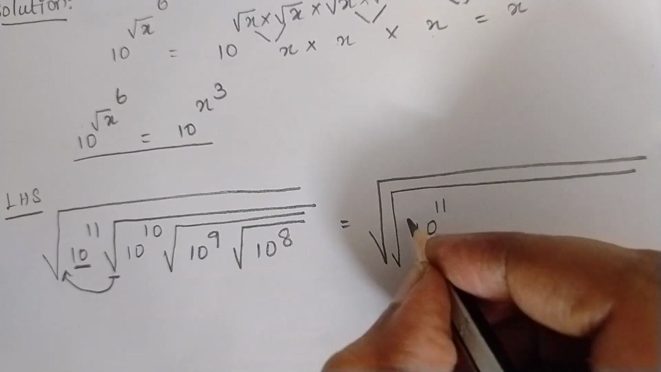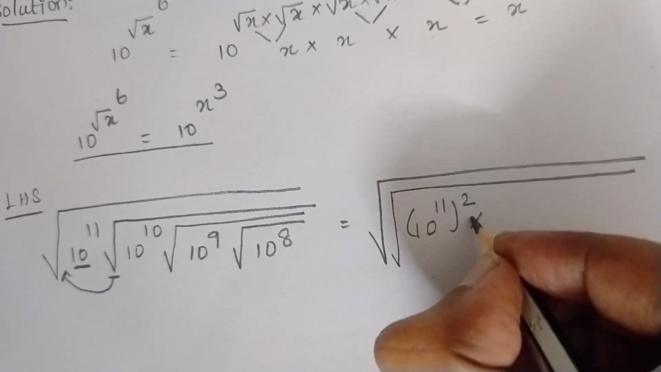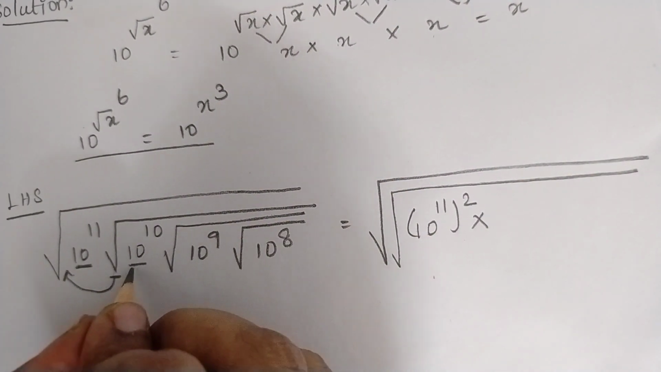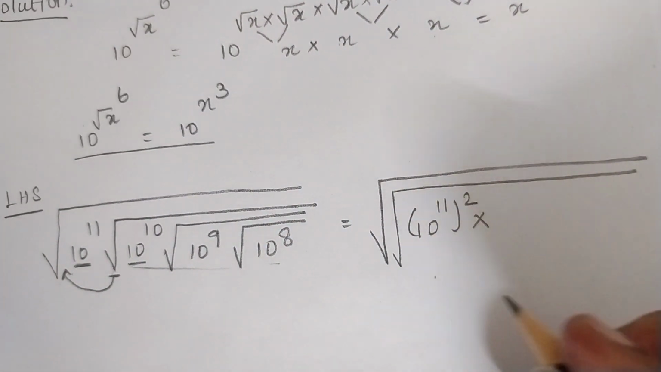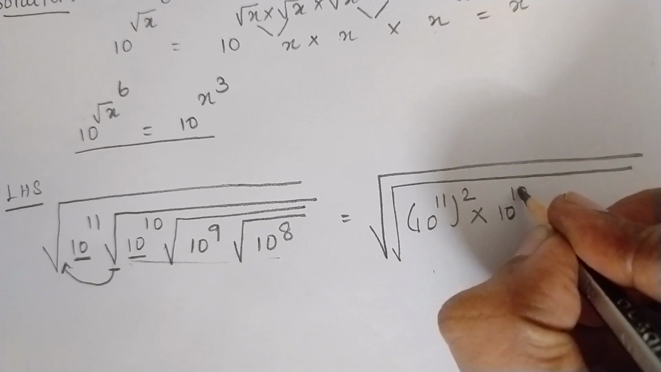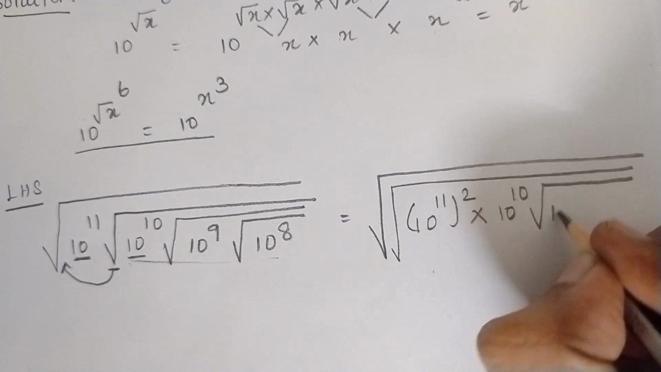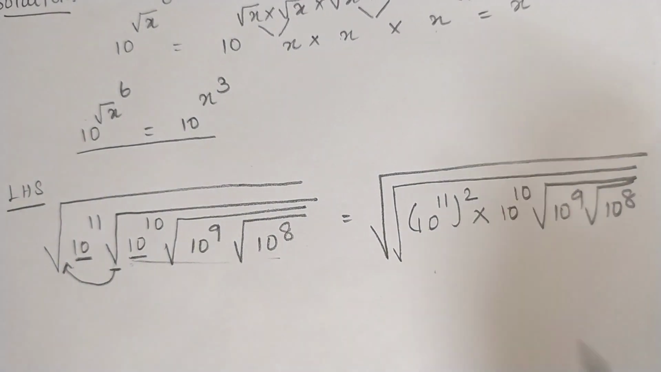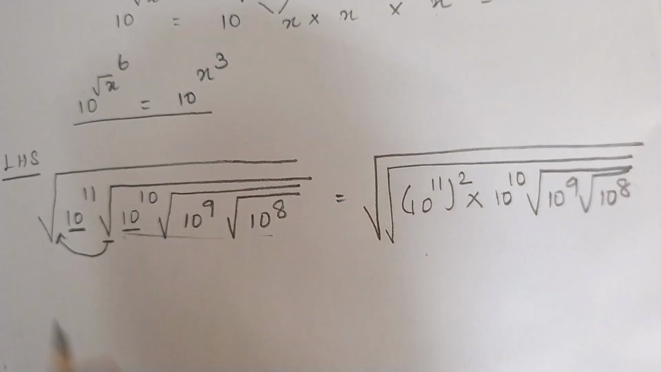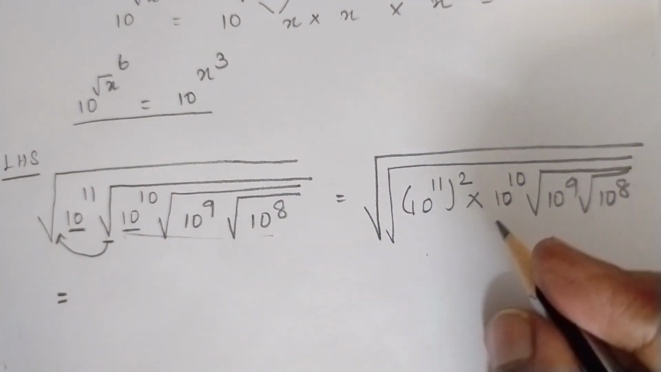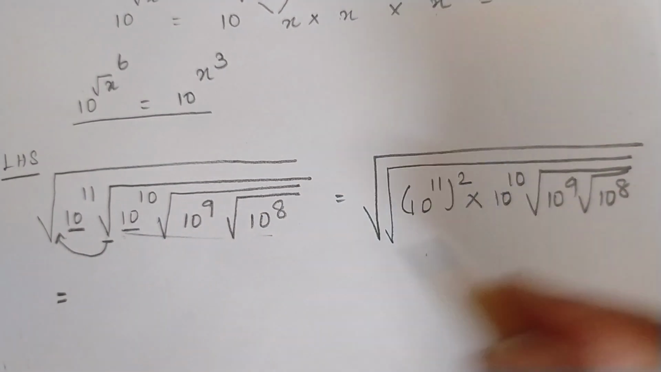So, 10 power 11, the whole square, multiplied by. So, this root inside has this whole term. So, just write that whole term. We put 10 power 10, root of 10 power 9 root of 10 power 8. Okay, so this is what we have here. Now it is equal to, now the second step is we need to simplify this.